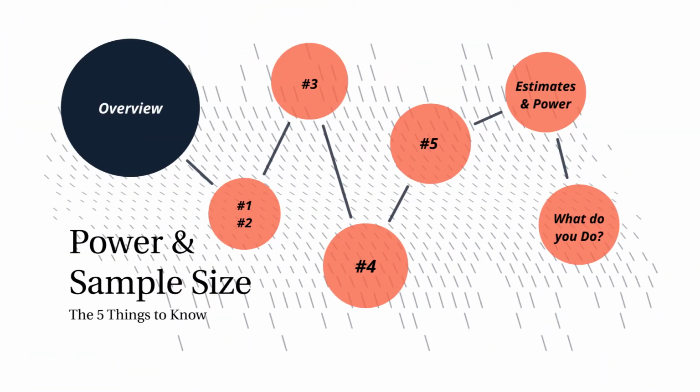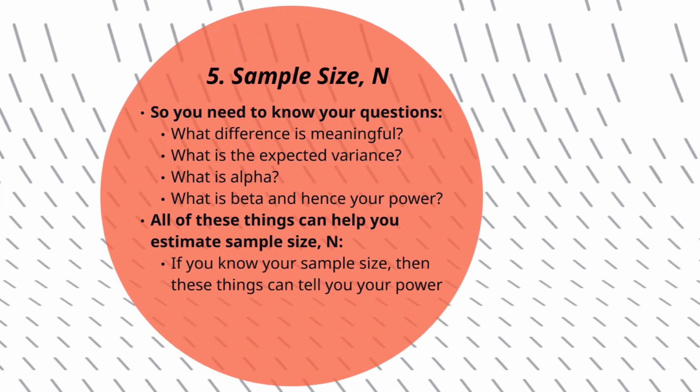So I need a meaningful difference. I need a standard deviation. I need an alpha level. I need my power estimate. All of those things will go towards my sample size, or n. All of these things can help you estimate the sample size.